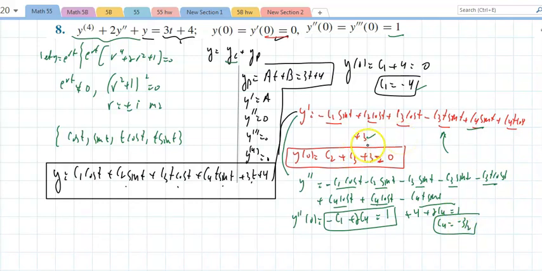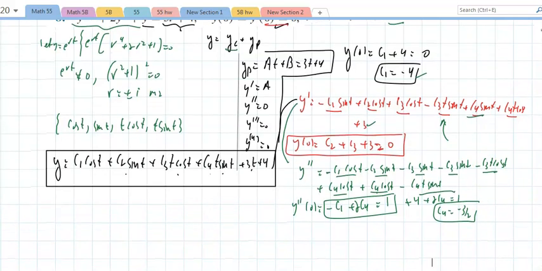But that still doesn't help. C sub 1 I got. C sub 4 I got. I didn't get c sub 2 or c sub 3 yet, I need one more. So let's take one more derivative, and that should do the trick.